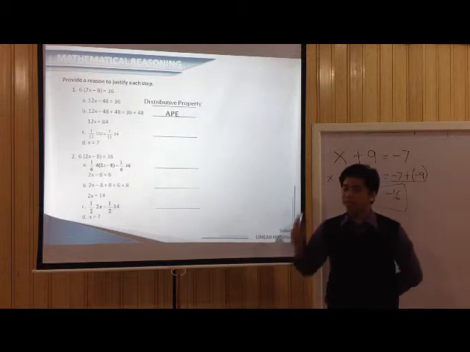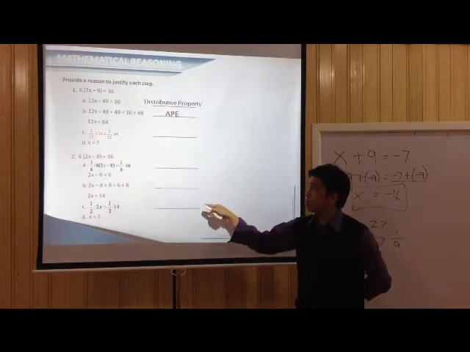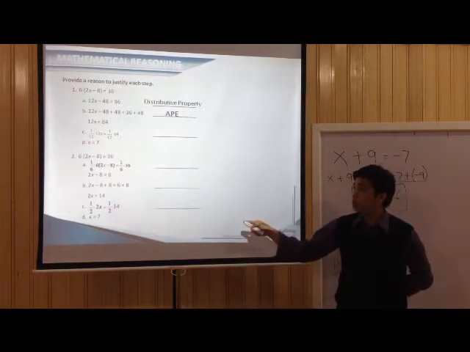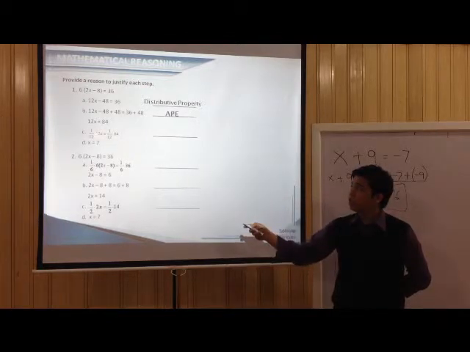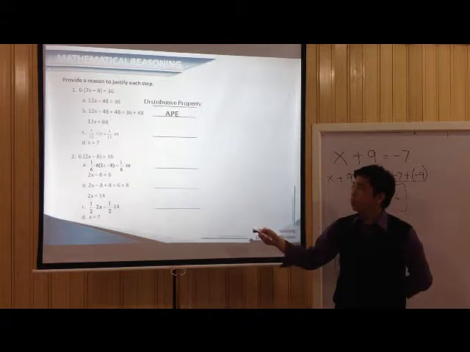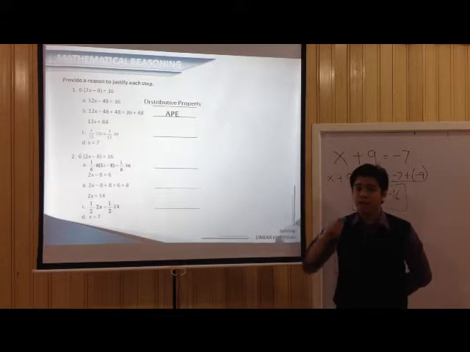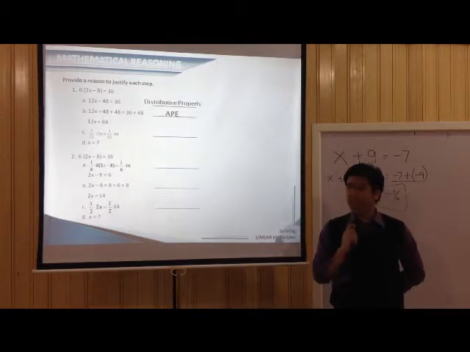What about the letter C? As you can see, for us to be able to get rid of this positive 12, we should multiply it with its reciprocal, which is 1 over 12. Now, same thing must be done on the right side of the equation. If I multiply 12 by 1 over 12, this will be equal to x. If I multiply 84 by 1 over 12, this will be equal to 84 divided by 12, which is 7. Now, what did we apply there? We applied the multiplication property of equality, or the MPE.